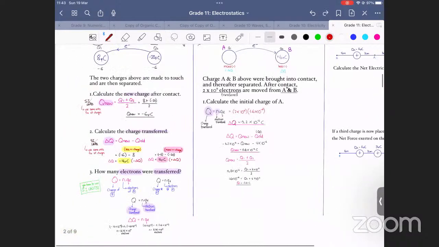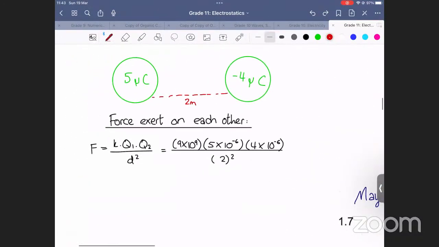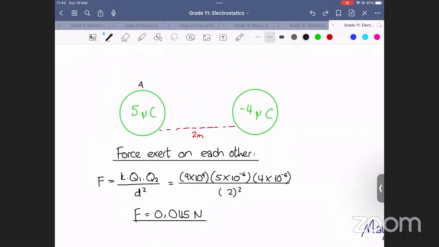So in this formula, like I said, we don't use negatives. That's why I don't substitute 4 as a negative. And I have to use SI units, so I have to convert to coulombs. So I will do this multiplication: 9 times 10 to the 9, times 5 times 10 to the negative 6, times 4 times 10 to the negative 6, divided by 2 squared. I get an answer: the force that these two exert on each other is equal to 0.045 newtons.